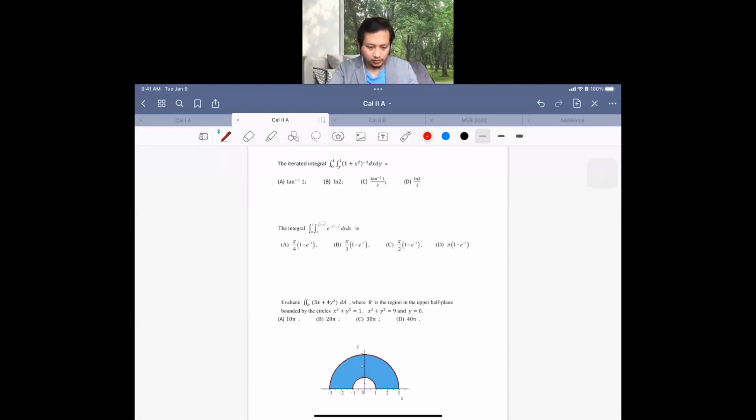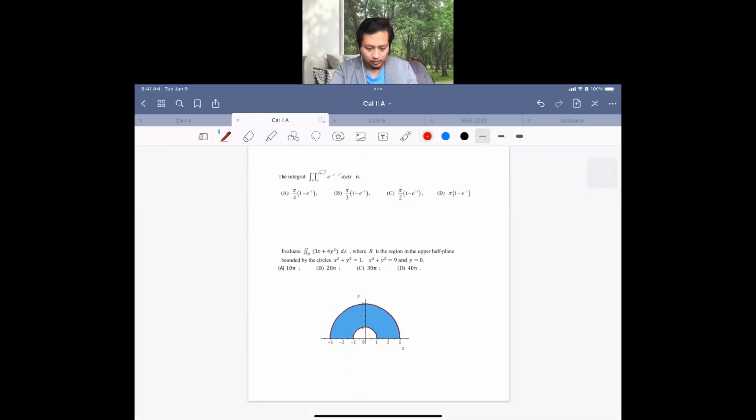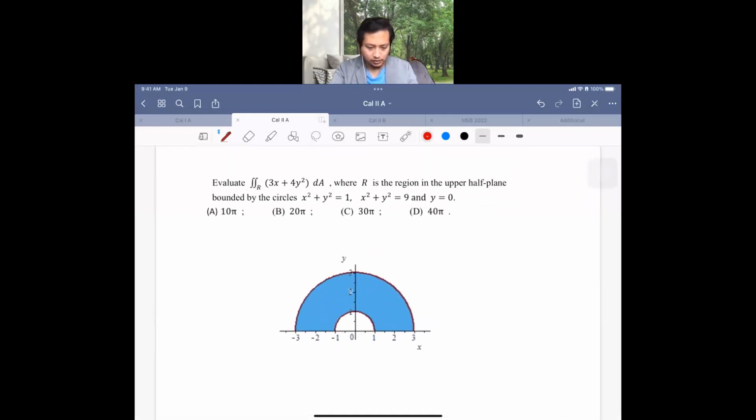Okay, maybe we can start with the last question here. We can start with these questions, and let me give you a few minutes to try. This is the picture, the region R. The question is to evaluate the double integral of 3x plus 4y squared dA. This region is between the circles x squared plus y squared equal 1 and x squared plus y squared equal 9.